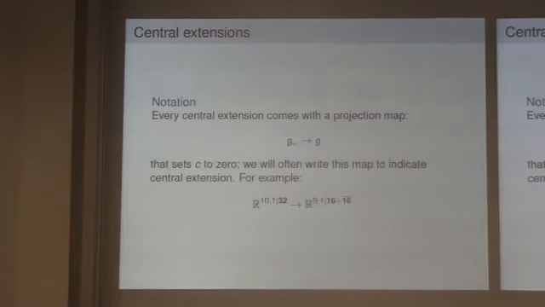So every central extension comes with a projection map where I set this new generator c equal to zero. And in the following notes, I'll often write just this map to denote the central extension. For example, this projection that just eliminates this new dimension from 11 dimensions down to 10.